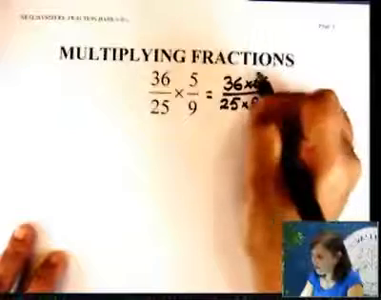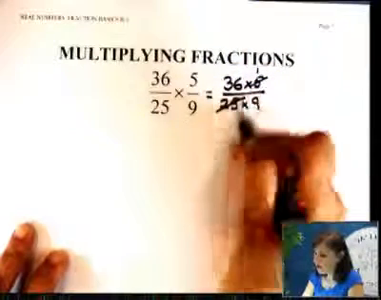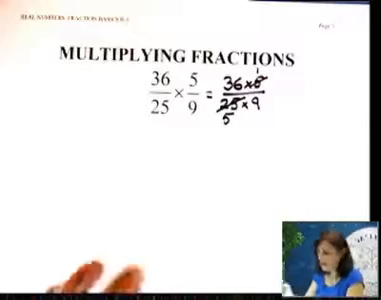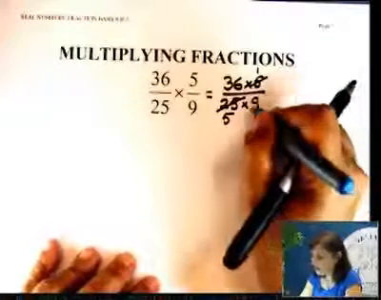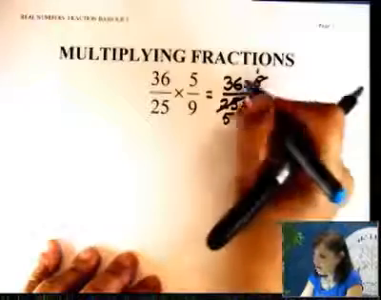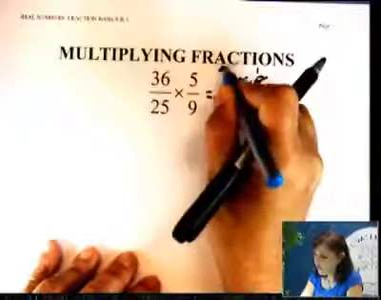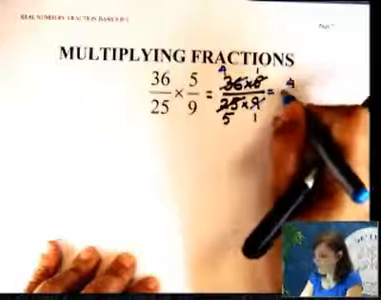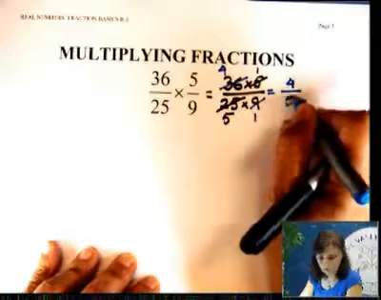5 divided by 5, that's 1. 25 divided by 5 is 5. Then you do the same thing. 9 divided by 9, that's 1. 36 divided by 9 is 4. You end up with 4 on top and 5 at the bottom.